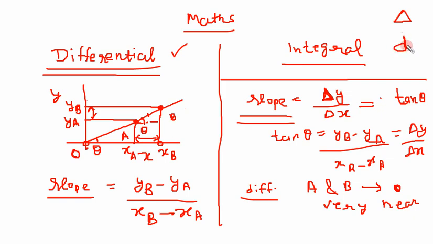d. So what is the purpose of this d? This d shows that points are very, very near. So in that case what would be the slope? Slope is still tan theta, that will remain tan theta, but now this d will say that points are very near, that means dy upon dx. Instead of delta we are using d.